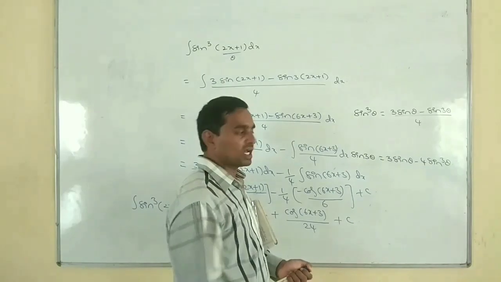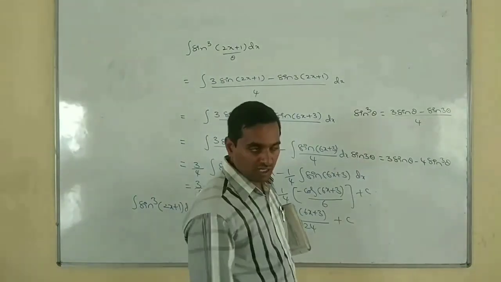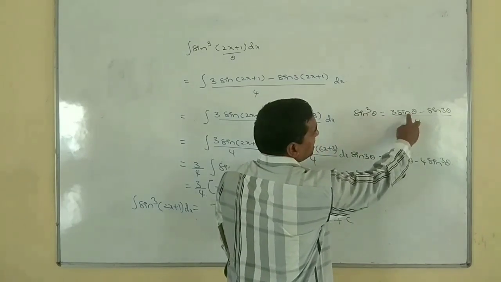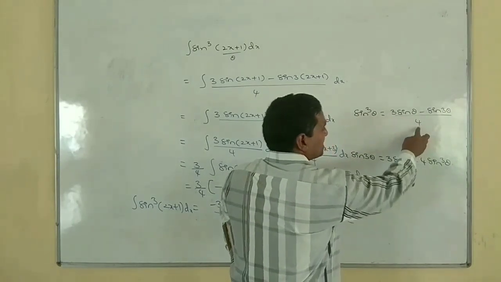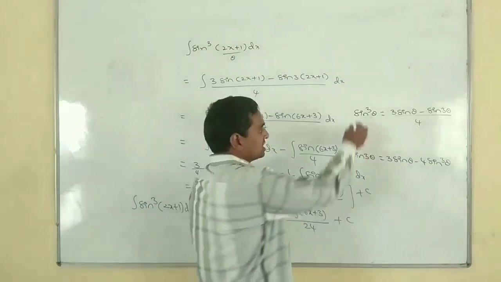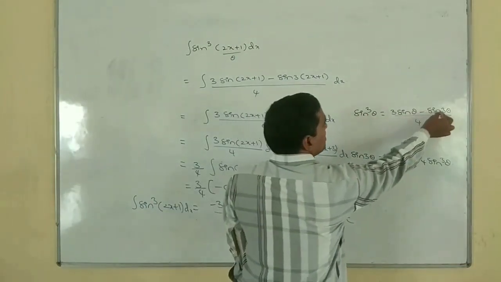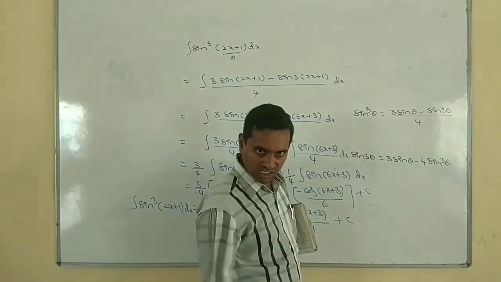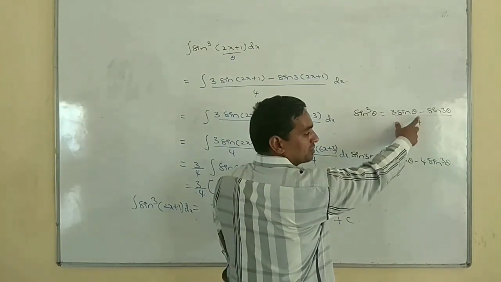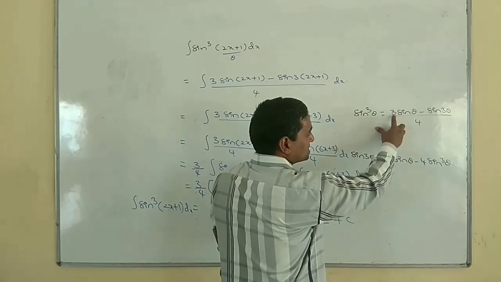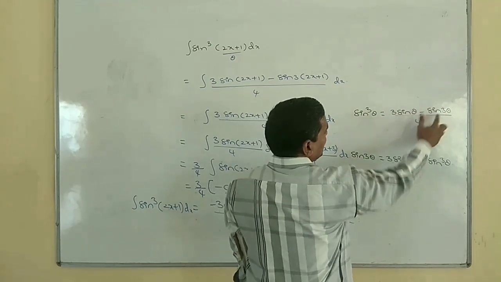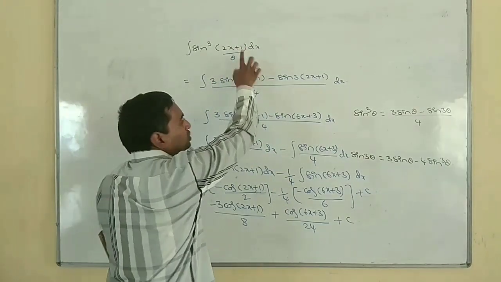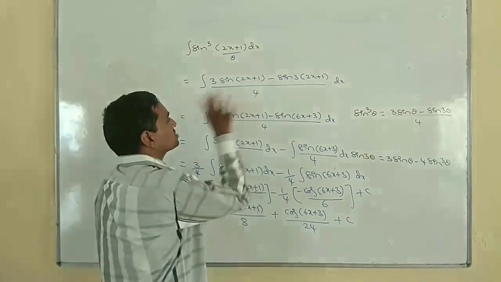For that purpose, I apply the sin 3 theta formula. From sin 3 theta we get sin cube theta is (3 sin theta minus sin 3 theta) by 4. Cube converts into multiple angle, and for multiple angles we know the formulas. Here, in place of theta, what is it? 2x plus 1.